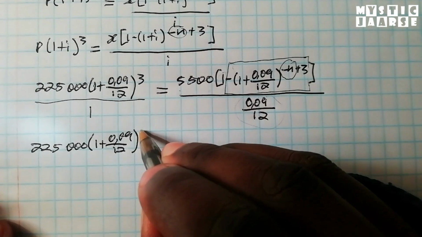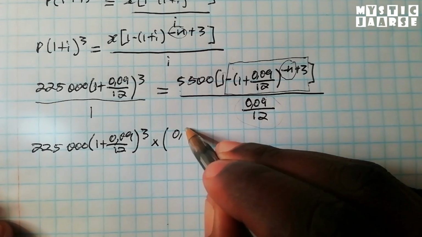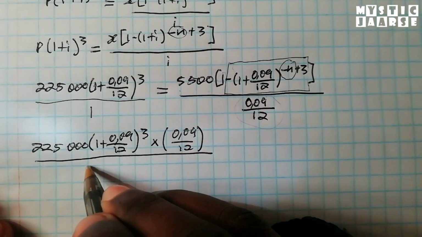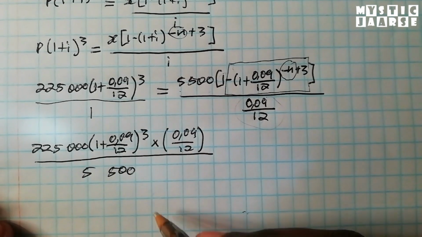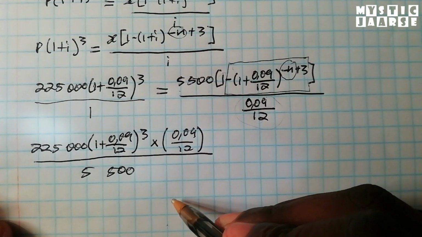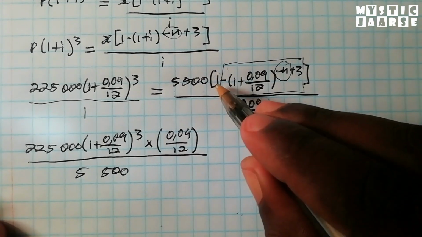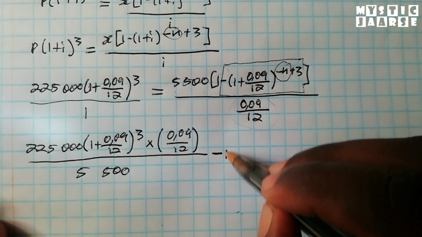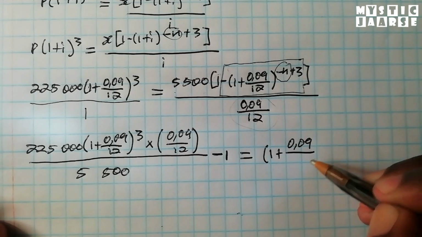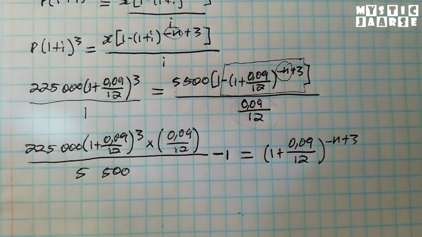So we have to the power of 3 multiplied by this, so we have 0.09 divided by 12. All of this divided by 5,500 rands. You don't have to do it like me. You can just do it step by step. I'm just skipping to this step to save time. Minus this one, right? Because it's positive. If I move it to this side, it's going to be negative. Is equal to, we have 1 plus 0.09 divided by 12, all to the power of negative n plus 3.